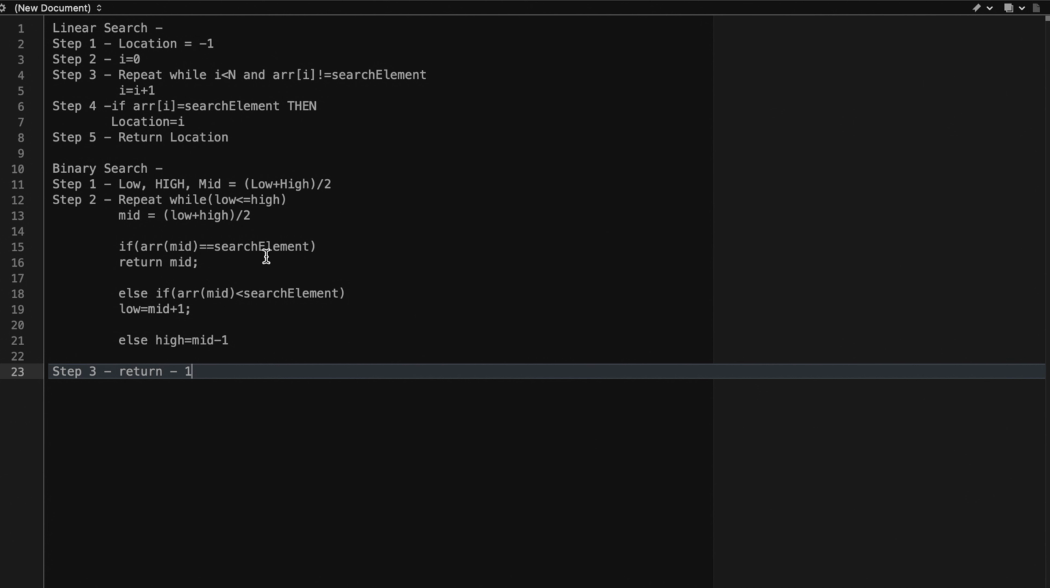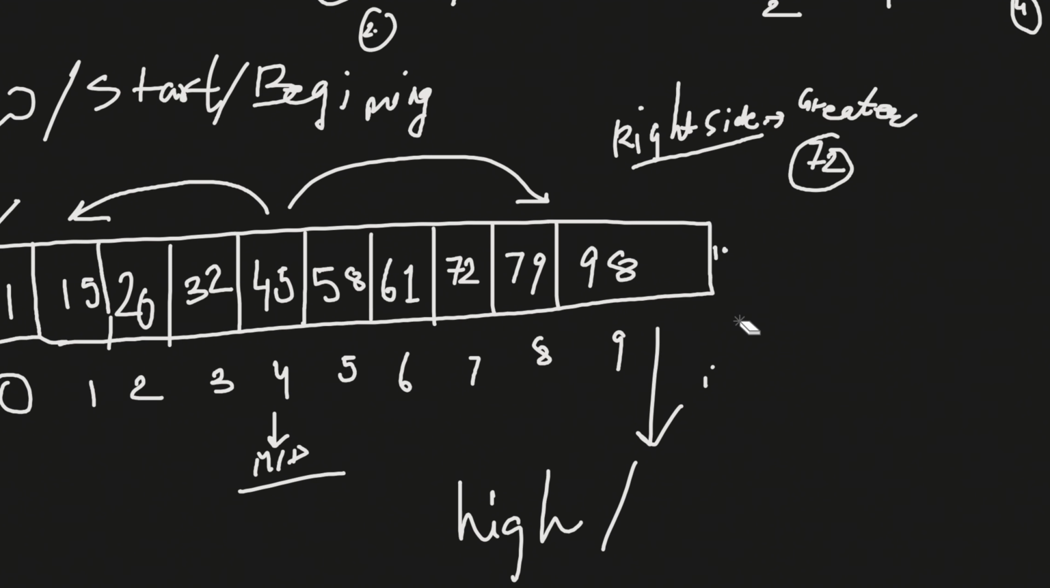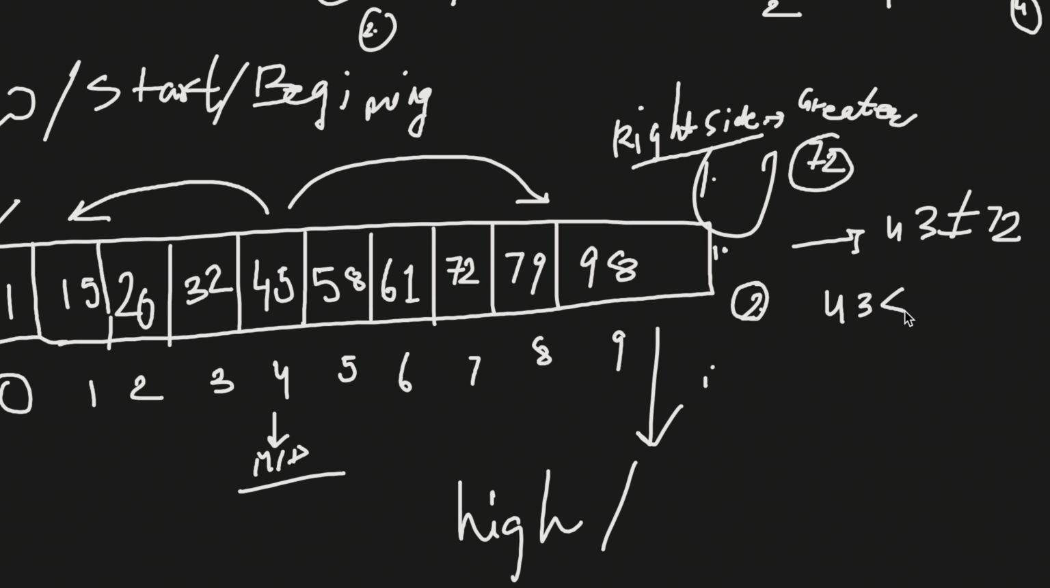Okay, now in our case, the first condition is false. The condition is 43 is not equal to 72. So we go to the second condition where we check if 43 is less than the search element. Yes, it is less than the search element. So now we will increment and change our value of low.